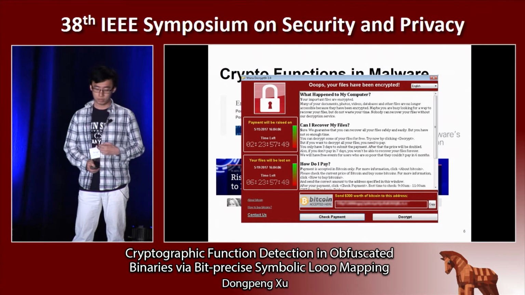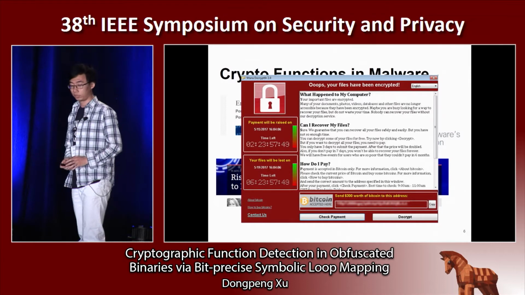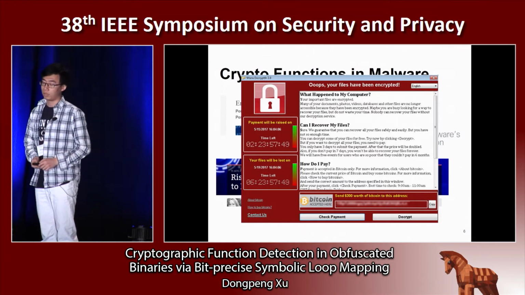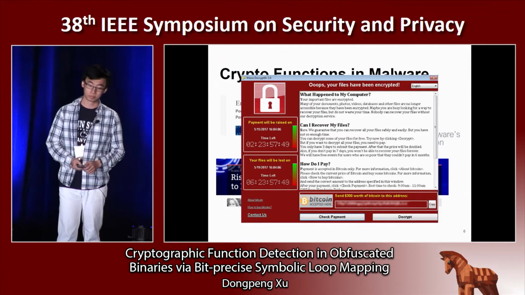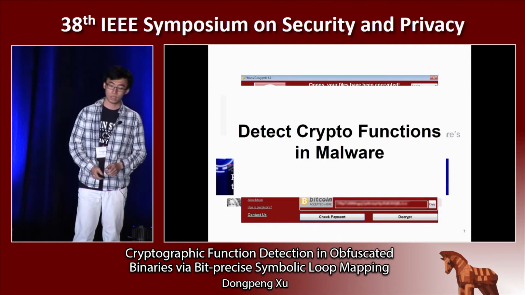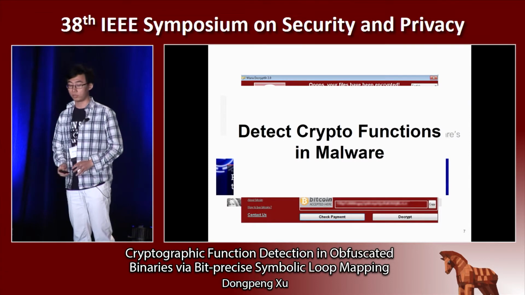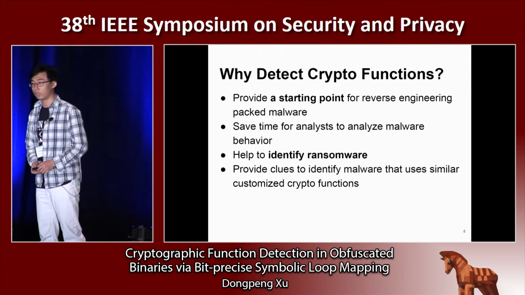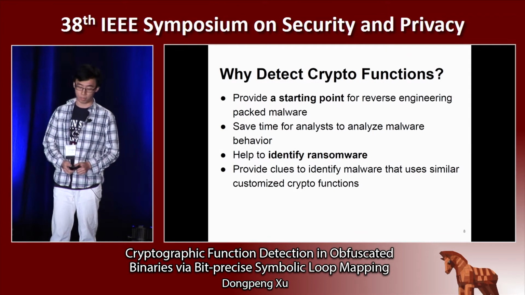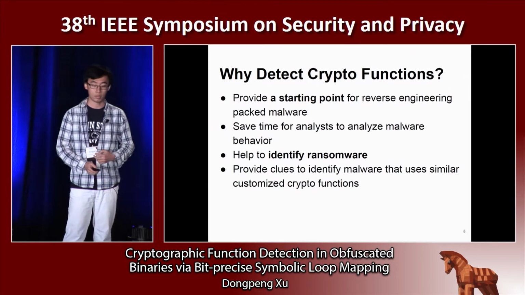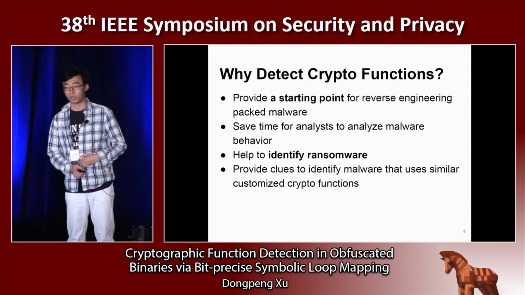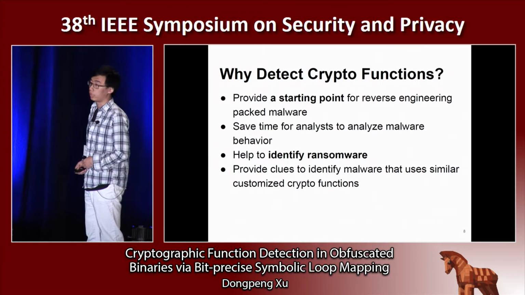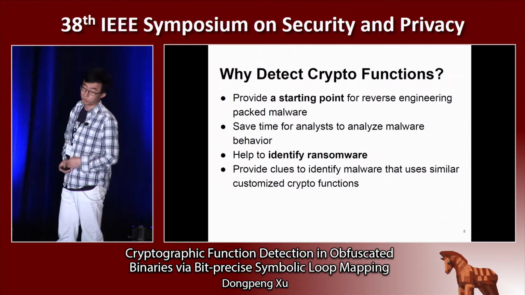Given that there are lots of crypto functions in malware, it provides challenges for malware analysis and malware detection. If we can identify those crypto functions, it will be very helpful for malware analysis. Generally speaking, there are several advantages. First, crypto function detection can provide a starting point for reverse engineering packed malware, because the true malware behavior will happen after the decryption procedure.